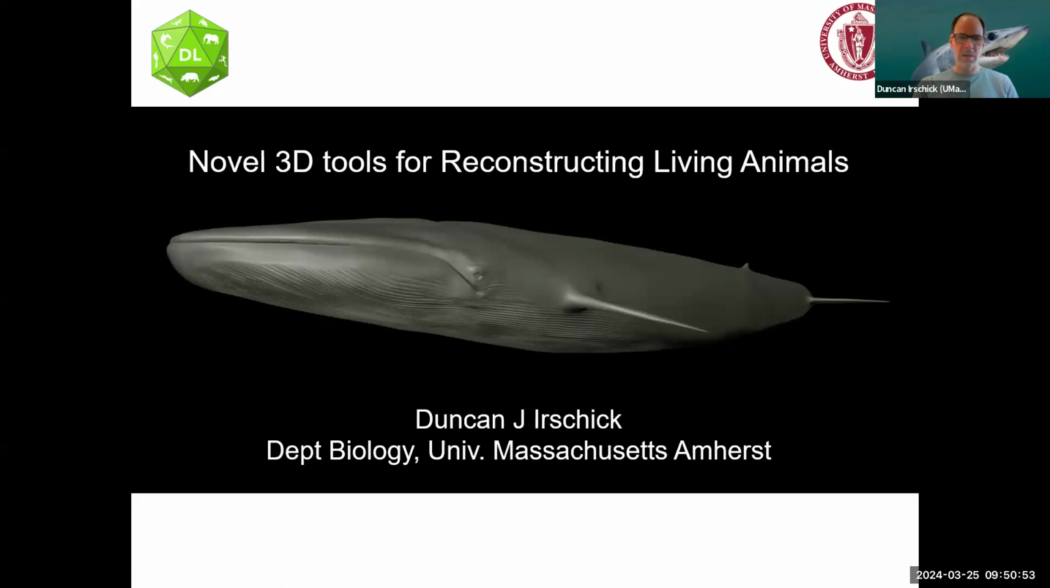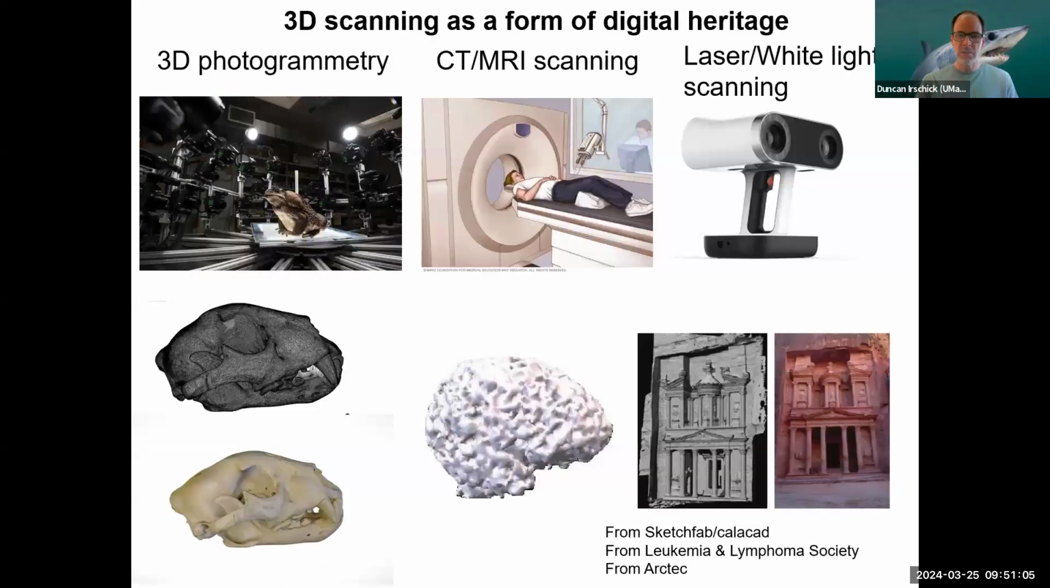This has been exciting. I want to talk today about some work on novel 3D tools for reconstructing living animals. That's been a focus of my work for the last several years. As this whole meeting is going to outline, 3D scanning as a form of digital heritage is a fascinating enterprise and has many facets. There's obviously digital 3D photogrammetry, which we'll be talking a lot about today, but there's also laser scanning and white light scanning. There's CT and MRI scanning.